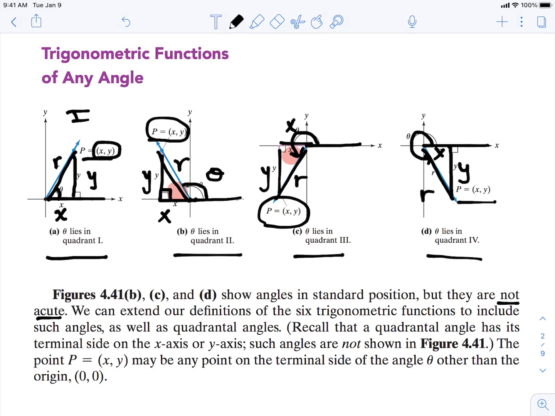We can extend our definitions of the 6 trig functions, the sine, cosine, and tangent, the cosecant, secant, and cotangent. And we're going to work with the terminal side on the x-axis or the y-axis, and that point x, y may not be on the terminal side of the angle or the origin.